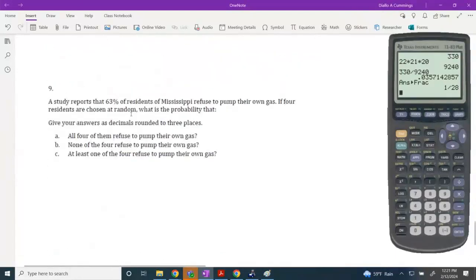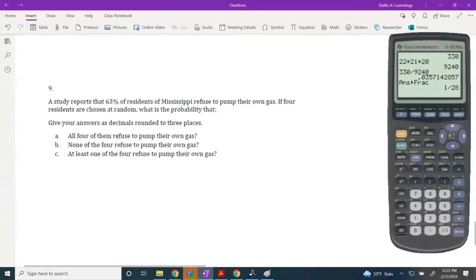All right, now we're going to take a look at number 9. We're going to take a look at this one together. It says that a study reports that 63% of the residents of Mississippi refuse to pump their own gas. Now, I don't know how true this is. I mean, I've been in Mississippi, but you get to pump your own gas when you go to the gas station. So, all right, it says they refuse to pump their own gas. If 4 residents are chosen at random, so here again, this is from everybody in Mississippi, so this is a large population of people. Find the following probabilities.